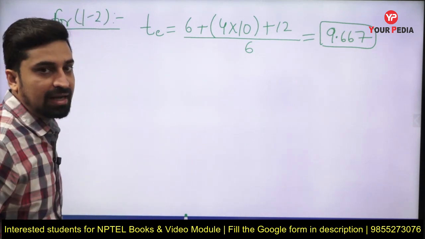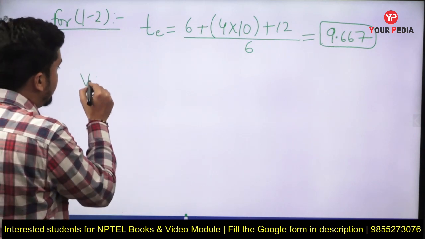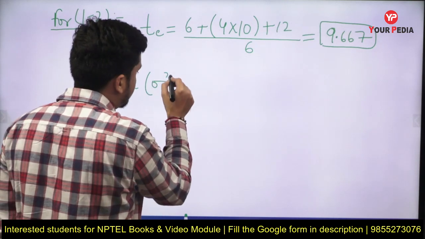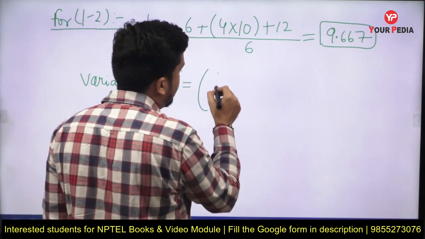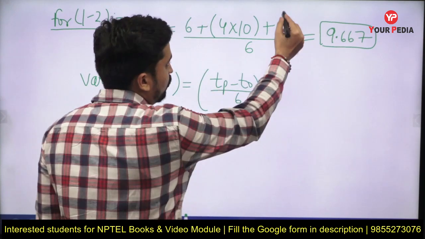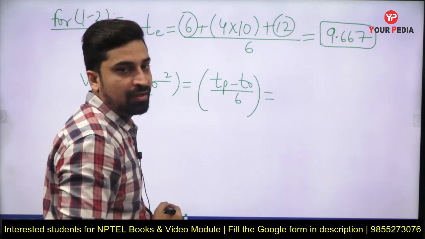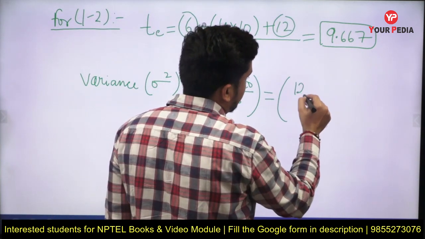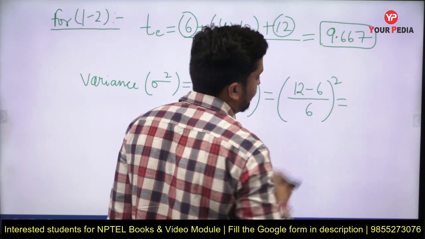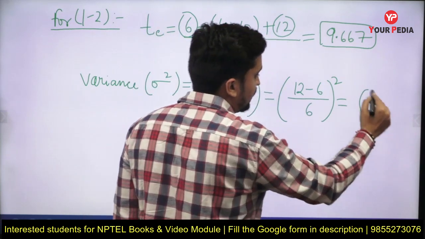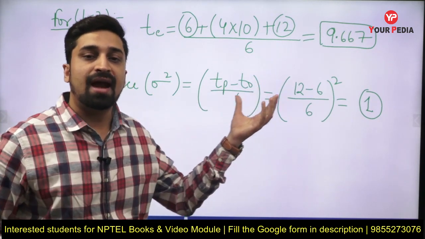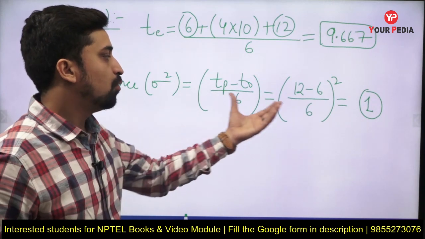Along with that we can easily calculate the variance as well. The variance, sigma square, for activity 1 to 2 will be equal to (TP minus TO) divided by 6, raised to power 2, and we already know that TP is 12 and TO is 6. Therefore this will come out as (12 minus 6) divided by 6 raised to power 2, which is 1. So the TE for activity 1 to 2 is 9.667 and the variance for activity 1 to 2 is 1.